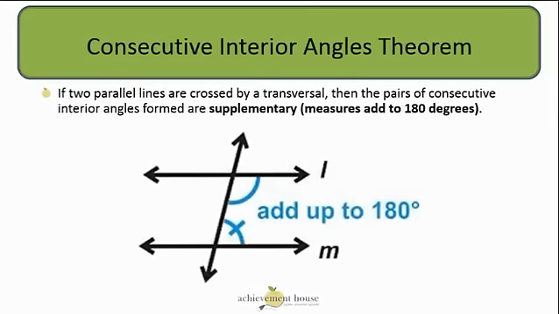And if you guessed that there was a theorem for this angle pair, you'd be correct. However, it is slightly different. If two parallel lines are crossed by a transversal, then the pairs of consecutive interior angles formed are supplementary, which means that their measures add to 180 degrees. Consecutive interior angles are not congruent. So that is a big difference between alternate interior angles and alternate exterior angles.